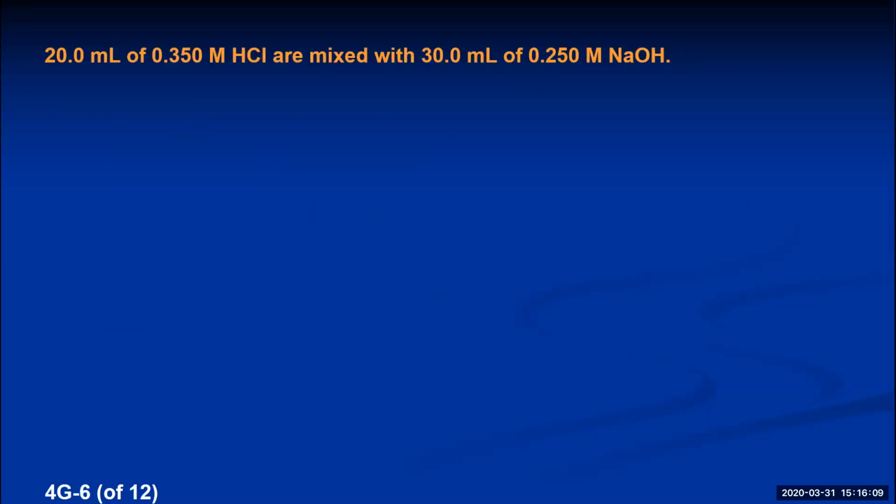Second problem then, let's say 20.0 milliliters of 0.350 molar hydrochloric acid are mixed with 30.0 milliliters of 0.250 molar sodium hydroxide. And the first thing we're going to try to do is find the number of moles of each ion in this solution. If you ever want to calculate the number of moles of a dissolved solute in a solution, it's always going to be molarity times volume.